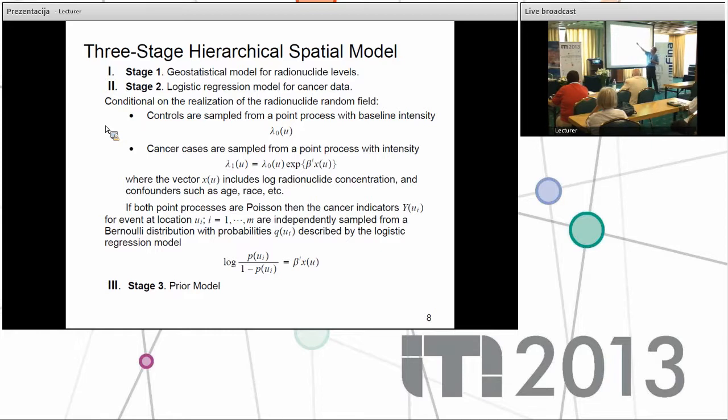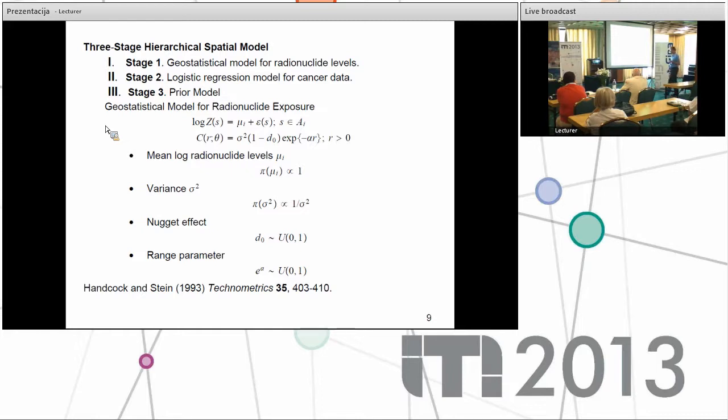It turns out that if both of these are realized from so-called Poisson processes, the cancer indicator, whether you're looking at a cancer case or a control at a location, can be modeled using a pretty standard logistic regression. Here's our setup for the logistic regression. It just gives you this beta transpose X. This is something Peter Diggle showed some time ago, and I recently published a paper saying that this is the right thing to do. Actually, it's the optimal thing to do. So that's what we're working with there.